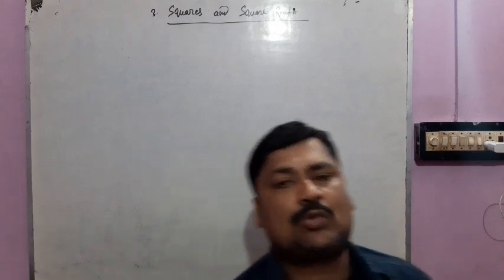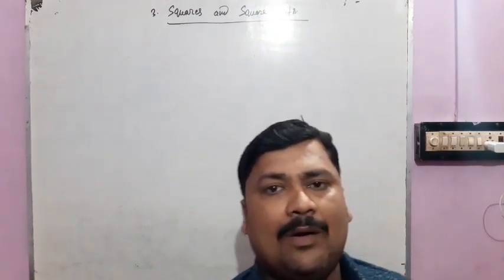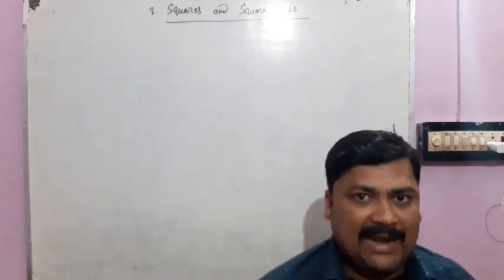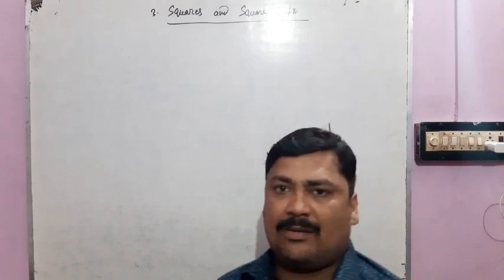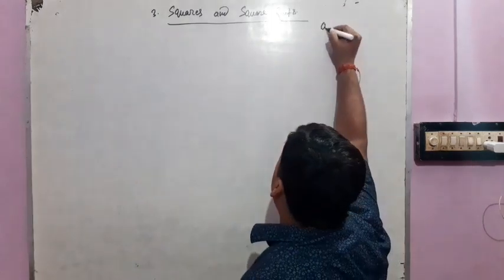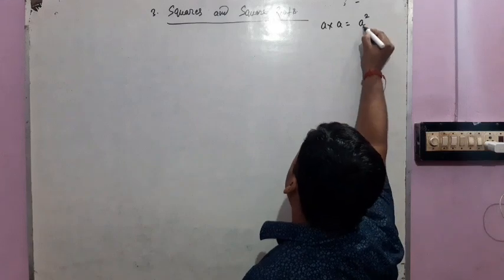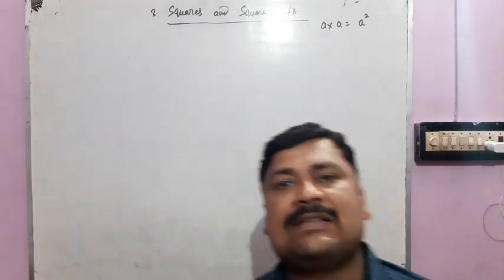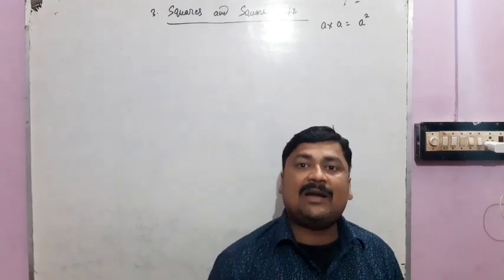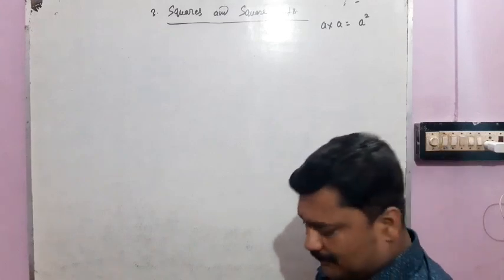Okay, what is a square? When a number is multiplied by itself, then the product is called a square of that number. Suppose A is multiplied with itself, then you can say the product is called a square of A. When a number is multiplied by itself, the product is called a square of that number.